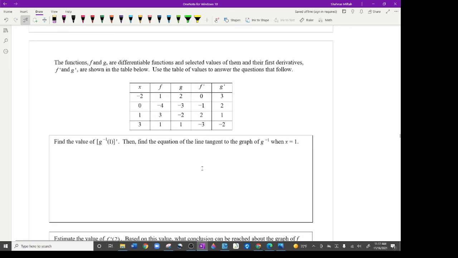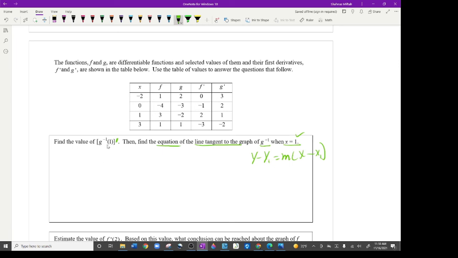The functions f and g are differentiable functions, selected values and their first derivatives are shown in the table. Use the table of values to answer the questions that follow. Find the value of g inverse derivative at 1, then find the equation of the tangent line to the graph of g inverse when x is equal to 1. So first of all, the question is asking for the equation of the tangent line for inverse g, which means I know it's going to be y minus y1 equals m times x minus x1. The x is already given, it's 1. I really need a y value and I really need a slope.